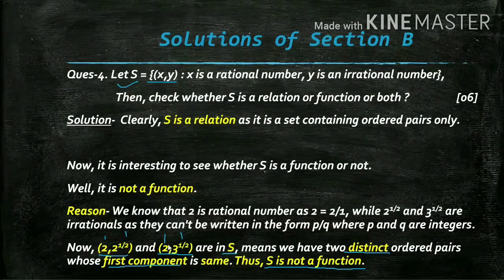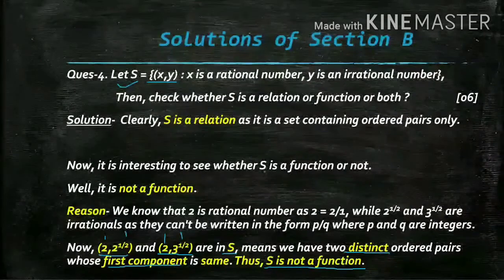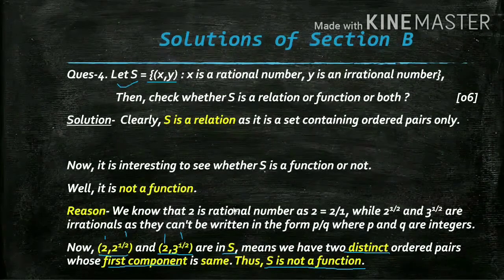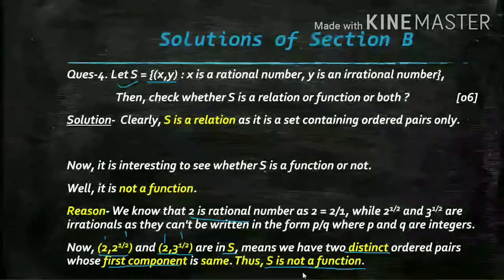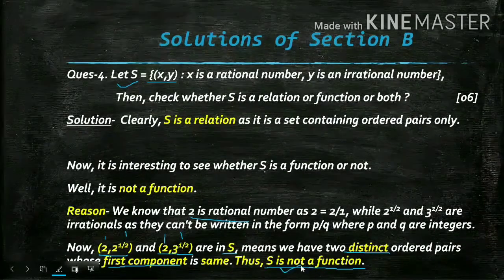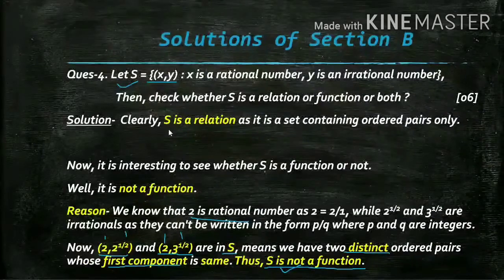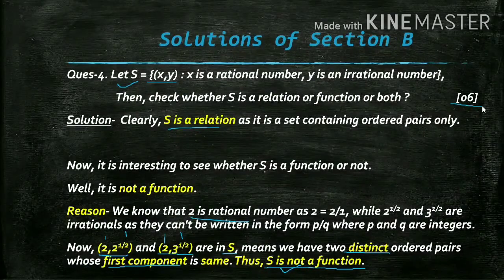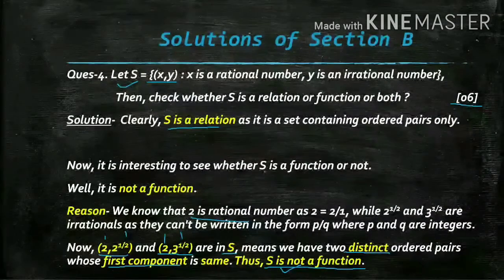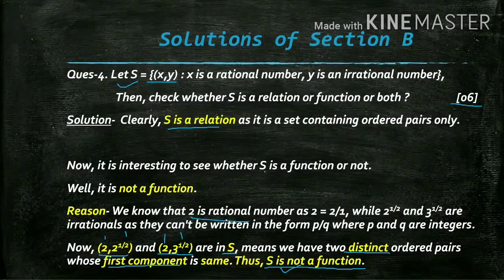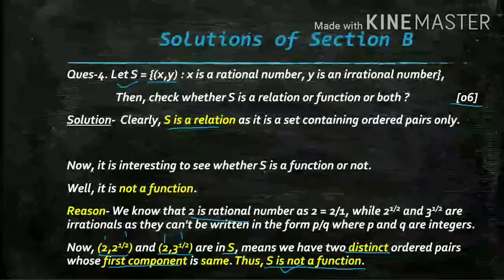Because of this example. Now you can construct any example, whichever you want, just be it perfect. You can also take 5, 6, 7, any rational number and different irrational numbers on the other side to contradict the function definition. So thus S is just a relation, not a function. It was just an easy question, not of 6 marks, but I still gave you the 6 marks very easily. Okay.